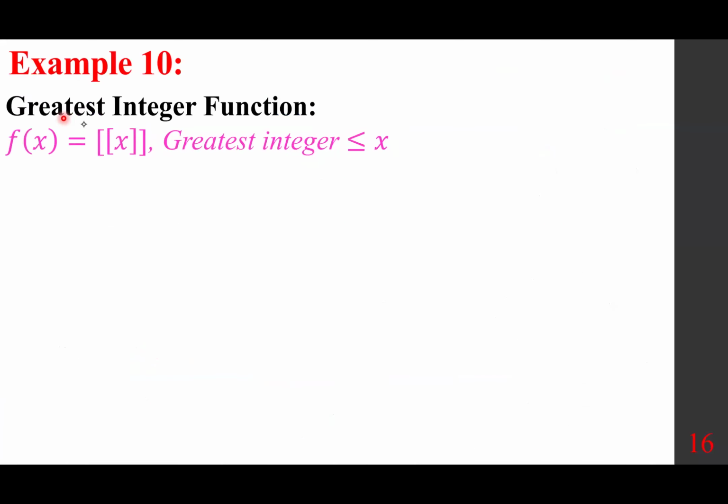We have a function called the greatest integer function. We use double brackets to represent that. And by definition, it means the greatest integer less than or equal to x. That's just the definition of this function. Sometimes they call it a step function.